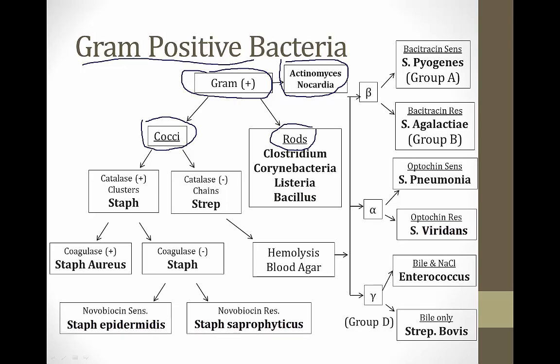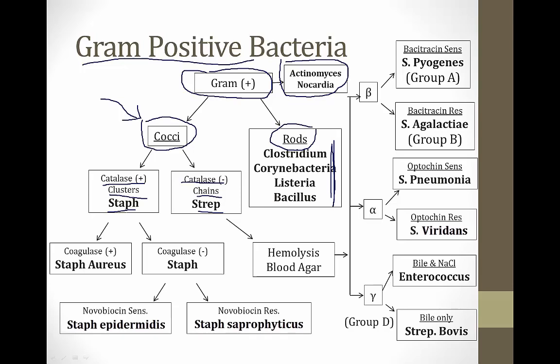Once you identify a rod, there's only a couple of choices of what it can be, but if you identify a cocci, there are lots of different options for what the bacteria are going to be. So you need to do several microbiology tests to determine what species you're dealing with. The first test you do is called the catalase test, and it's either positive or negative. Catalase positive organisms are staph, and catalase negative are strep. Strep also tends to occur in chains, whereas staph tends to occur in clusters.